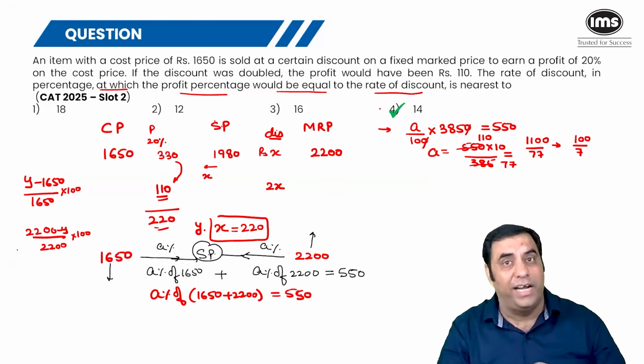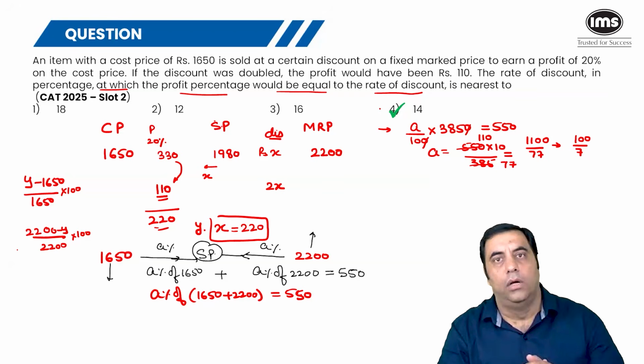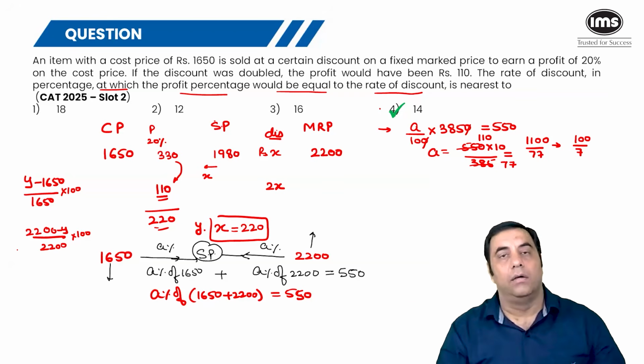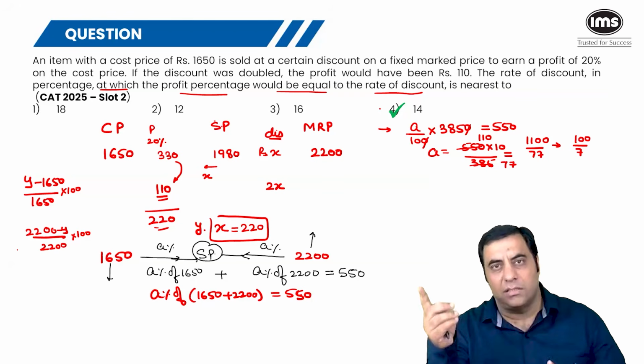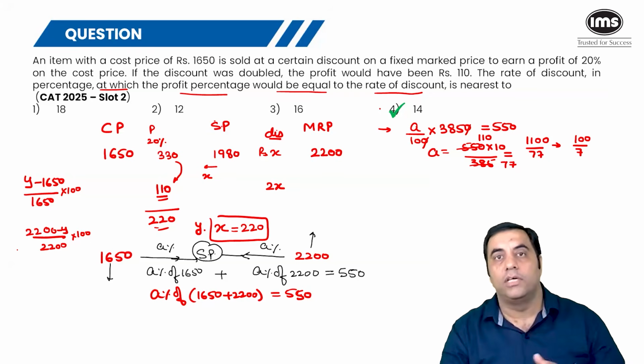The first method which I've stated, A% of this plus A% of 2200, and when I add this magnitude wise, it becomes 550. And therefore, I end up getting directly the value of A, which is what is being asked. Had they asked for the selling price, I would have done that. But since they have not, I will not do it. I hope you understood it.